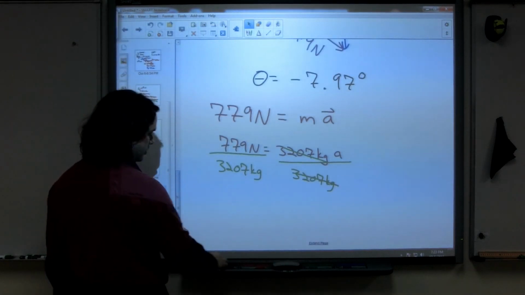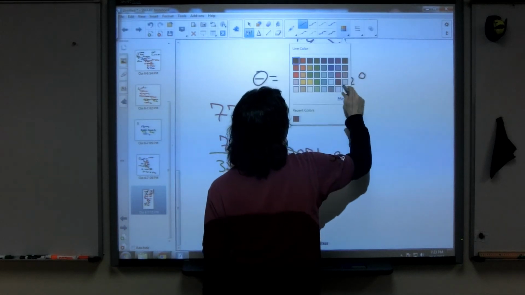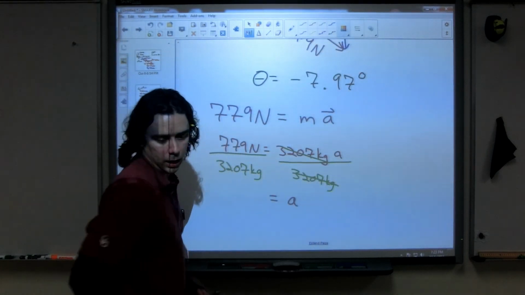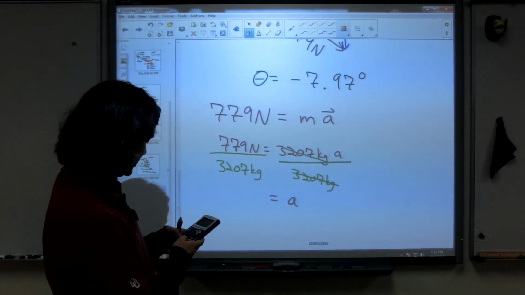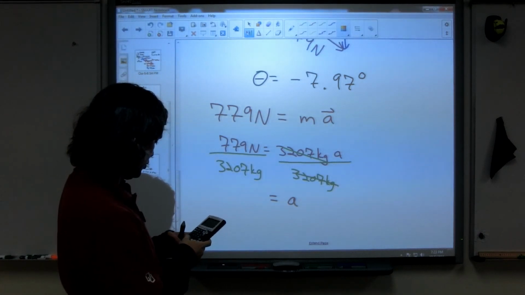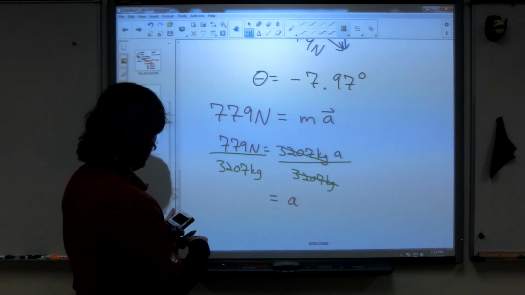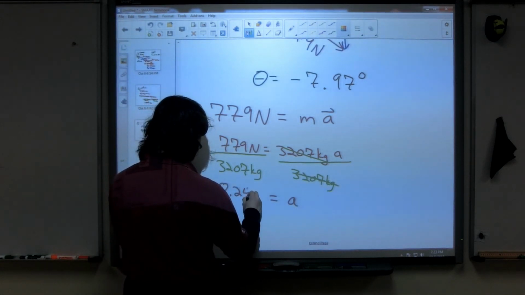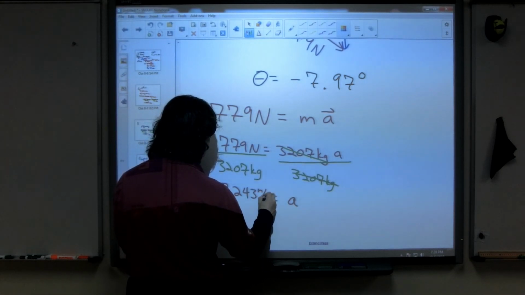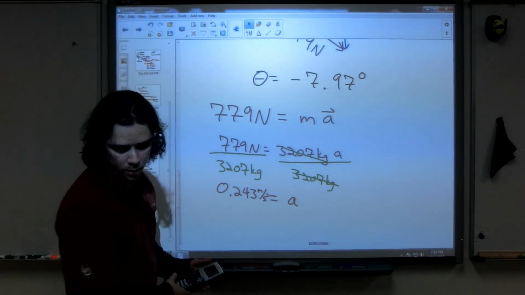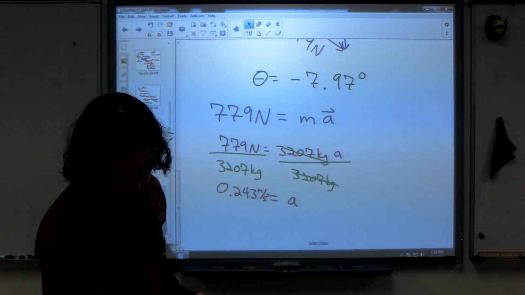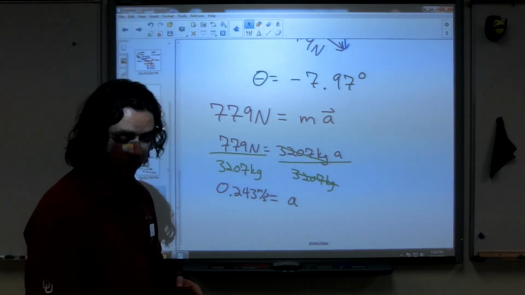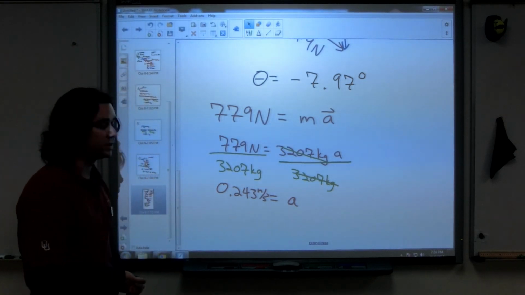And I end up with an acceleration of 779 divided by 3,207, 0.243 meters per second squared. 0.243 meters per second squared is what the answer is. All right, this is how you go about it.